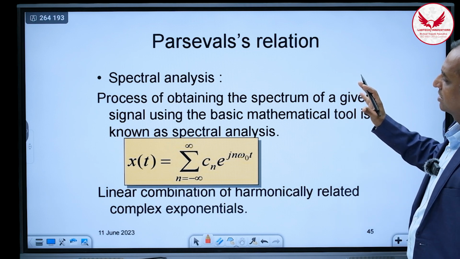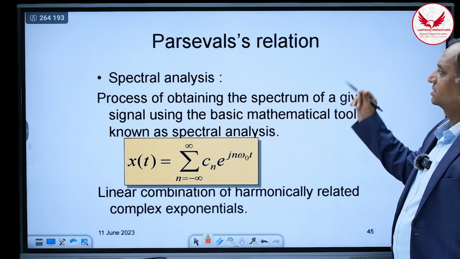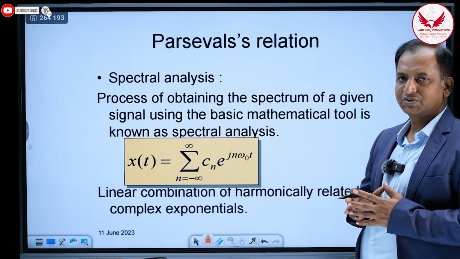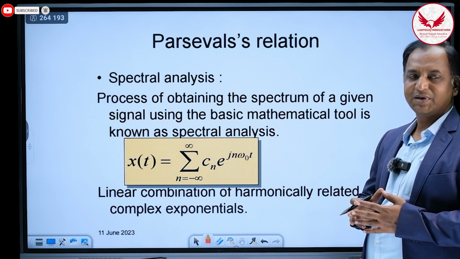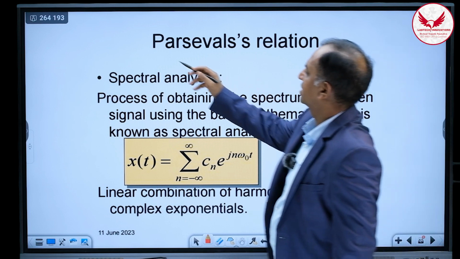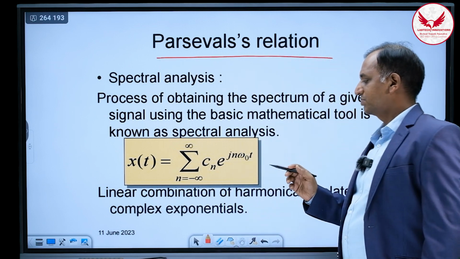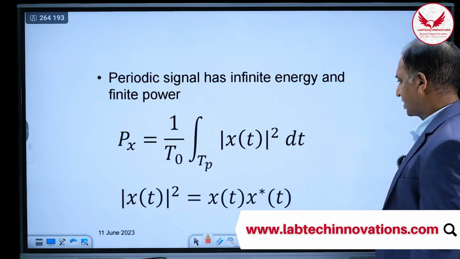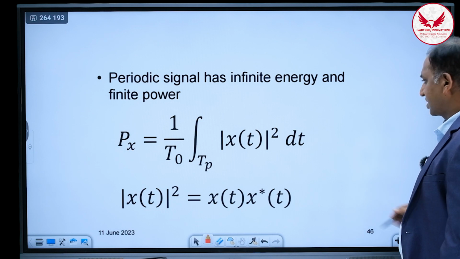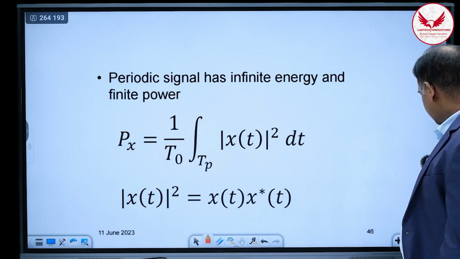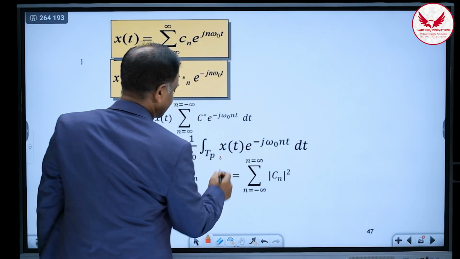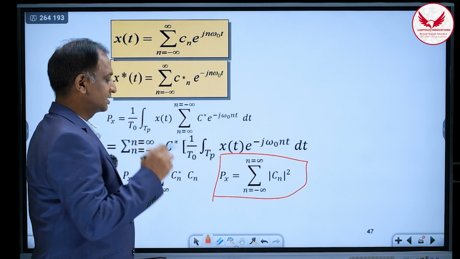Another important thing about the Fourier series is Parseval's relation, because the power of the signal is important. You can find the power in the time domain. Similarly, by using the Fourier series, you can also find the power, and that relationship is called Parseval's relation. The power of the signal in the time domain is given by the integral of x of t square dt. The same power you can find in the frequency domain, given by this relationship, which is called Parseval's relationship.